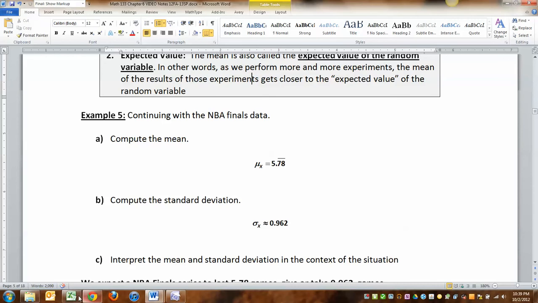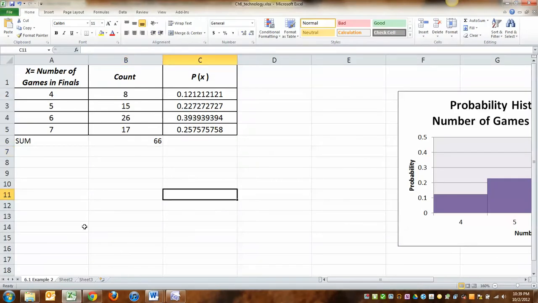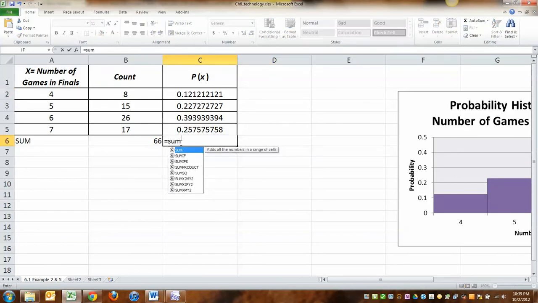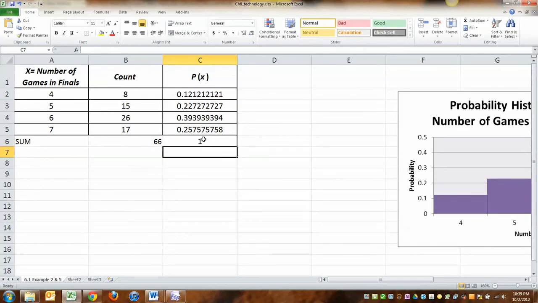Now we have to compute the mean and standard deviation. I've already done it, but let's go see how to do it, shall we? So I guess I should call this example 2 and 5. All right, now again, this is review. We already did this way back. Let's remind ourselves that the sum of these numbers right here is 1. Good to know. Helpful.